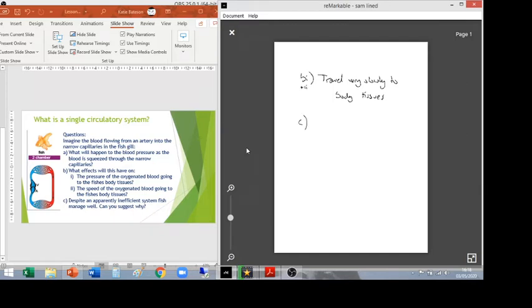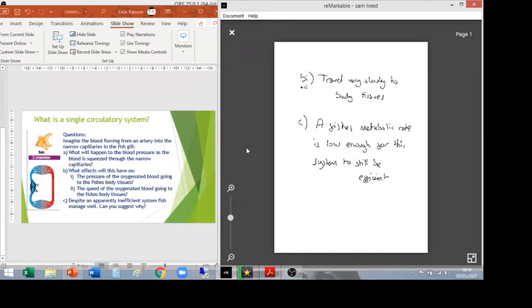For C, so yeah, I mean, if the blood's going really slow to the body tissues, that would suggest a very inefficient system that fish and other single circulated system organisms might have. But it's okay if you're a fish. A fish's metabolic rate is low enough for this system to still be efficient for them.